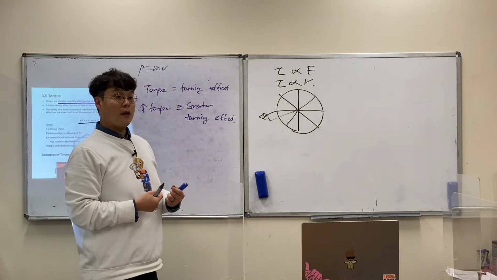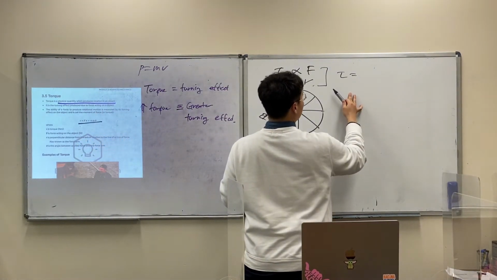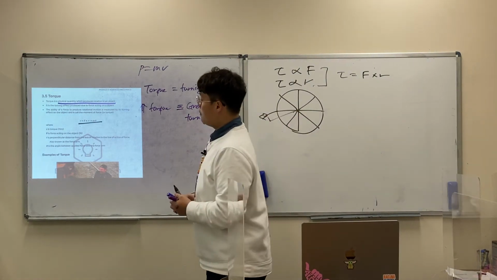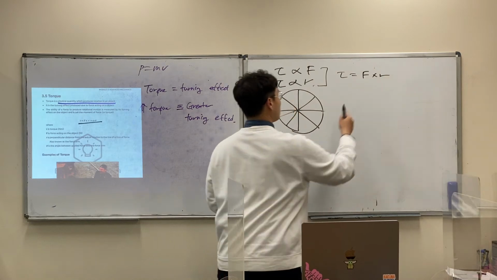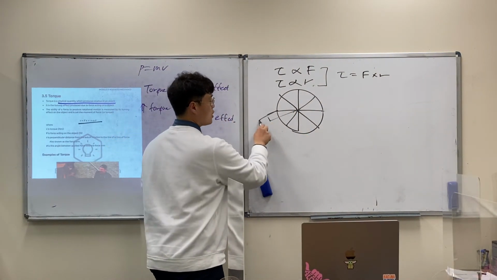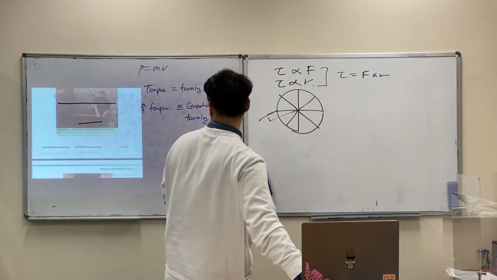So how do we define that? Combining these two, torque can be calculated by the product of F times R. But R is not the radius of the circle in that case. It is the length of the leverage. For example, you can think about the situation here. Example torque on page 90 here.